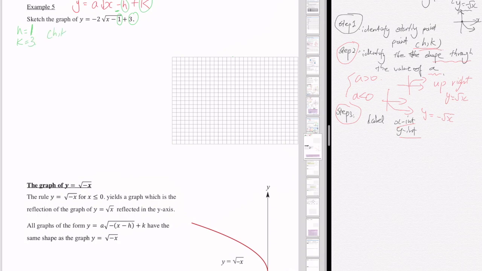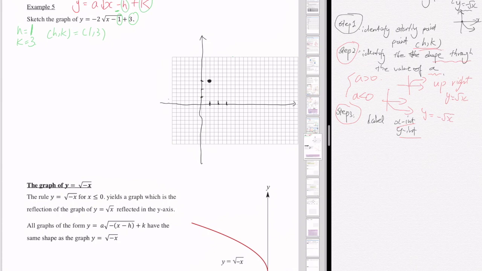So now (h, k) is my starting point, which is (1, 3). Okay, so now I can start to draw my Cartesian plane. You can see that's my x, and that's my y. Okay, so my starting point is (1, 3). So I can say 1, 2, 3. So that's my starting point. Okay, so now we finished step 1.